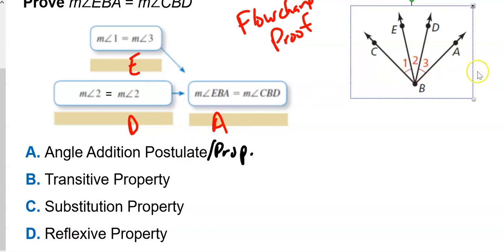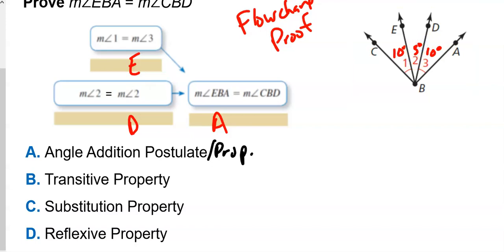But if you add, so we know angle 1 and angle 3, if I just put numbers to this, let's say these are 10 degrees and 10 degrees, and let's say angle 2 is 5 degrees. If I combine these two angles, they'd have to be 15. But if I also combine these two, they would also have to be 15, because they're adding congruent angles to the same angle. That is how we're actually going to word it. So that's the angle addition postulate.